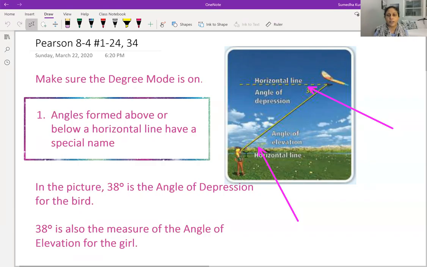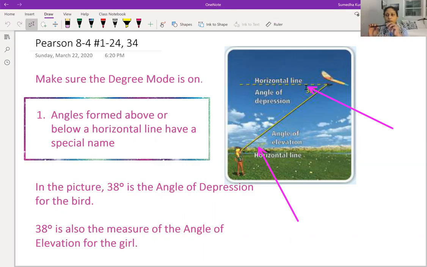So here we have a girl and she is looking at a bird. This on the top is the bird's horizontal line of vision or line of sight. And so if the bird has to look at the girl, the bird is going to look down. And it's going to look like this for you. So this is how low she has to go from her line of sight, and that is the angle of depression.